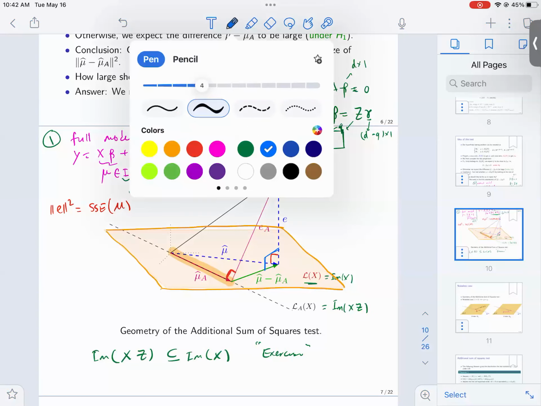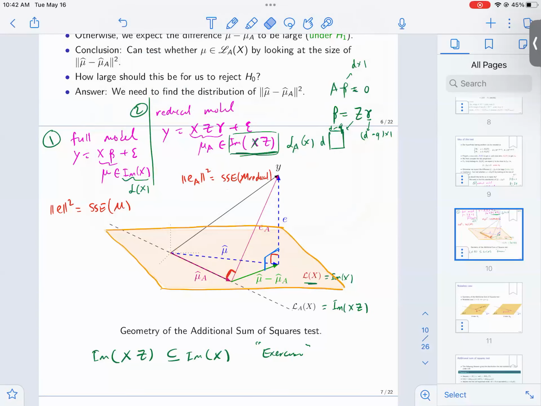So in this triangle, you look at this triangle, I have EA, and then this E squared plus this squared is going to be EA squared. So geometrically, you can see EA squared is going to be mu hat minus mu hat A squared plus E squared. And because this is positive, you can always see that this is always bigger than this, unless things go wrong.